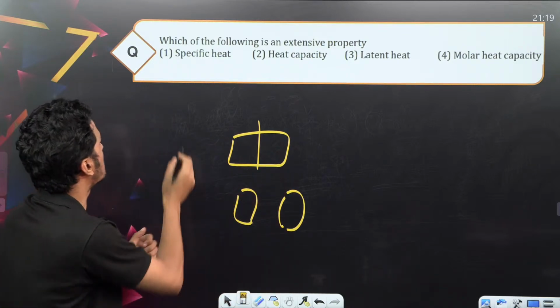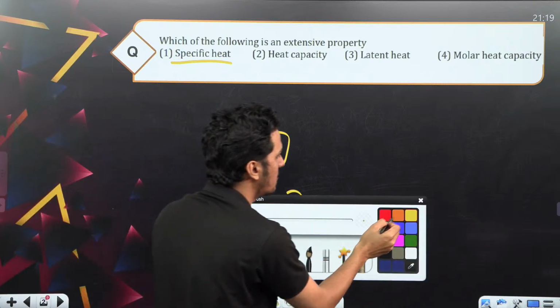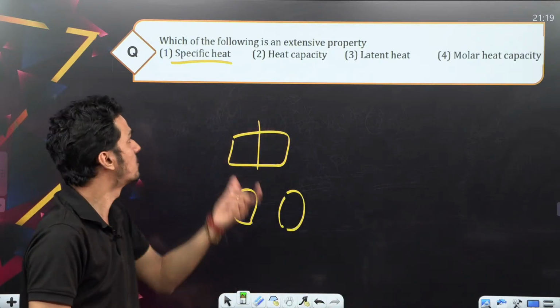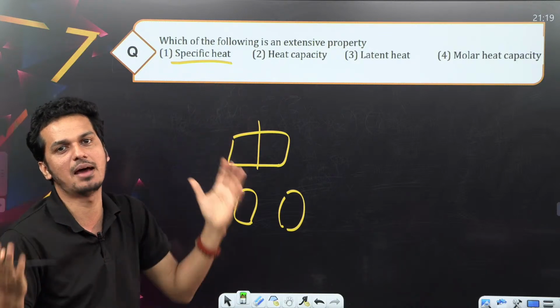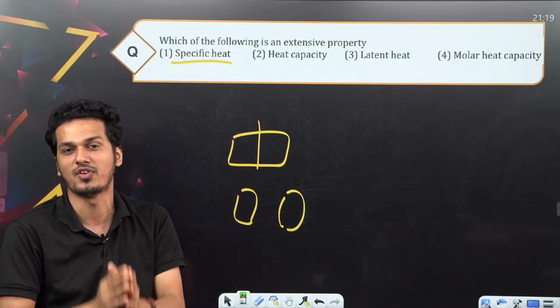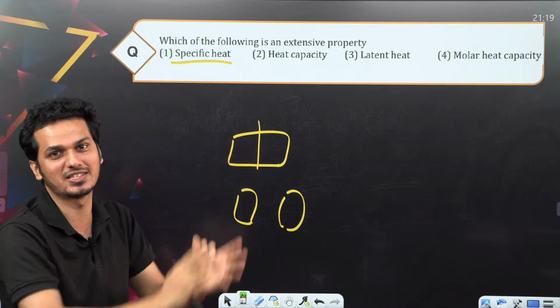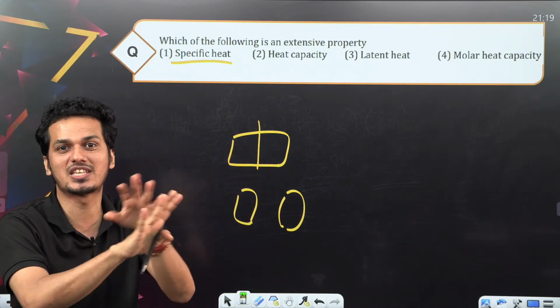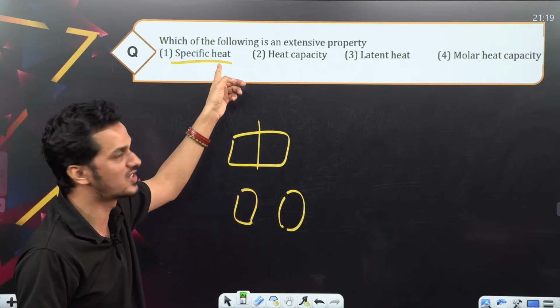So let's look at the first one, specific heat. What about specific heat, guys? Specific heat is defined for 1 kilogram. It is the amount of heat energy required to raise the temperature of 1 kilogram of substance by 1 degree Celsius. For 1 kilogram it is defined, so it does not change with the amount of substance. That is already specific, so it is intensive.